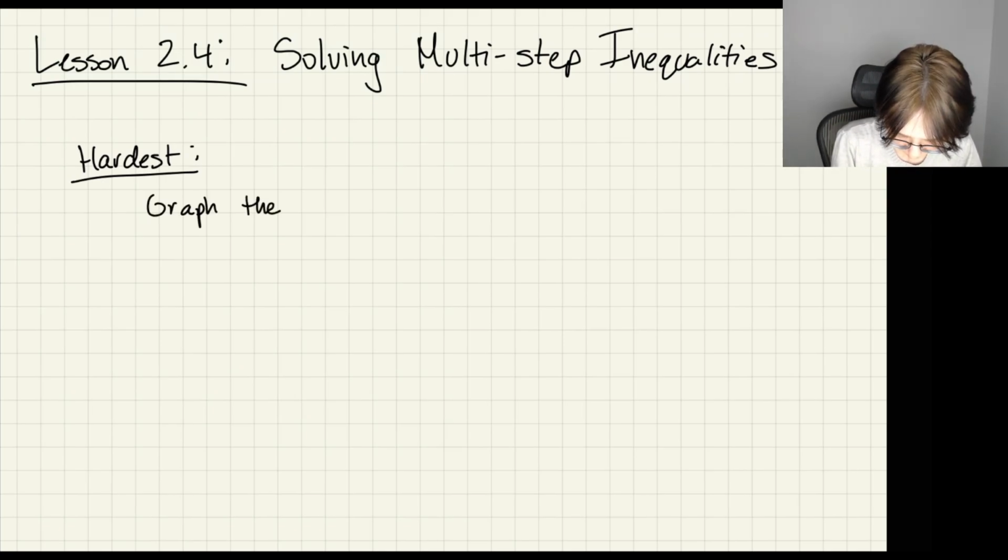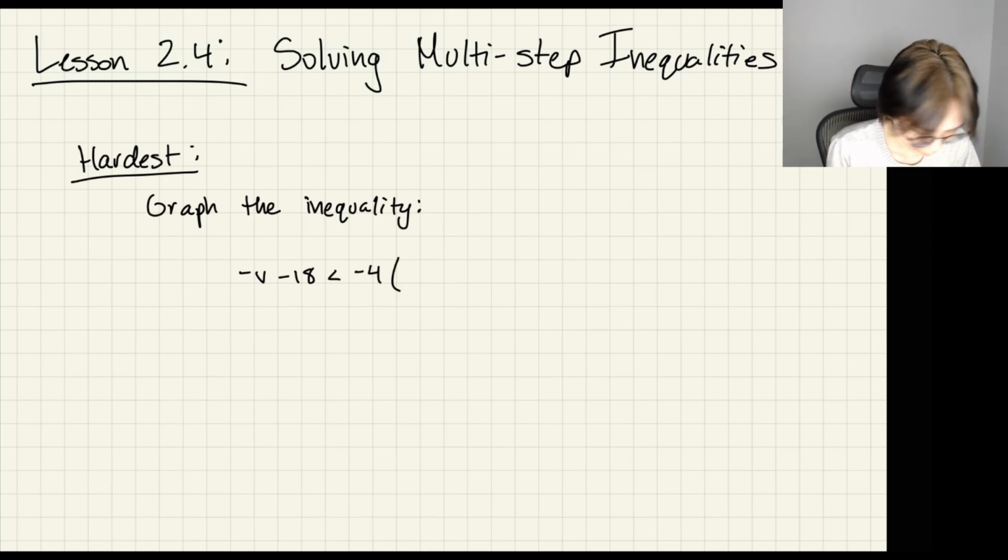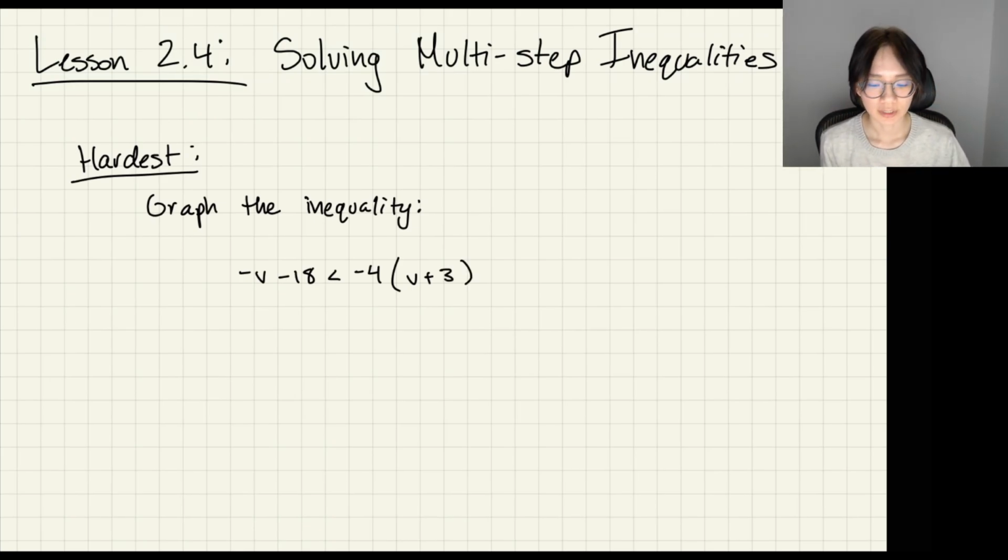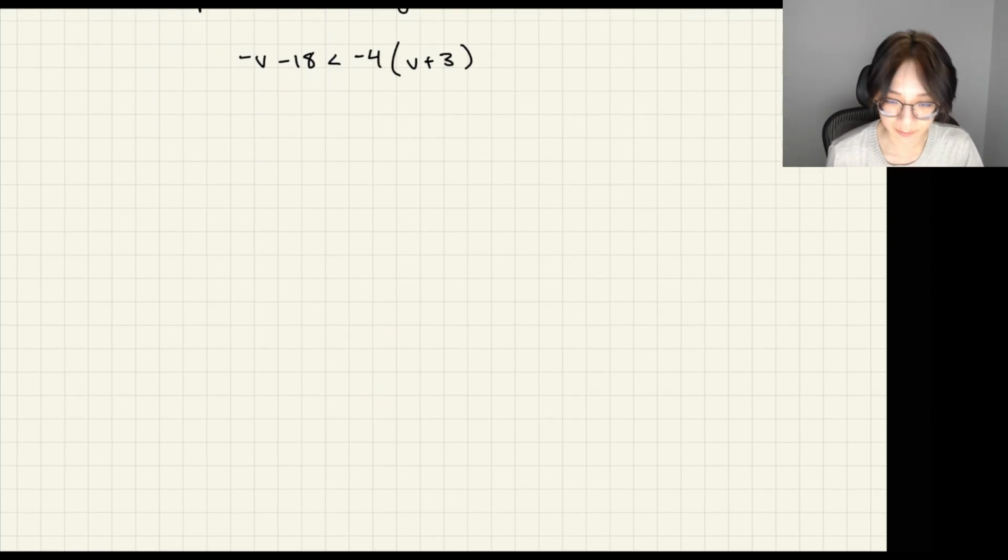Graph the inequality. We have negative v minus 18 is less than negative 4 times quantity, or parentheses, v plus 3. You can pause right now if you want to. 30 seconds. One of my students earlier today timed me. It took me 17 seconds, I think, or 13 seconds, one of the two. I started at the 30-second mark. That's how fast I was able to do it. I could probably do faster.